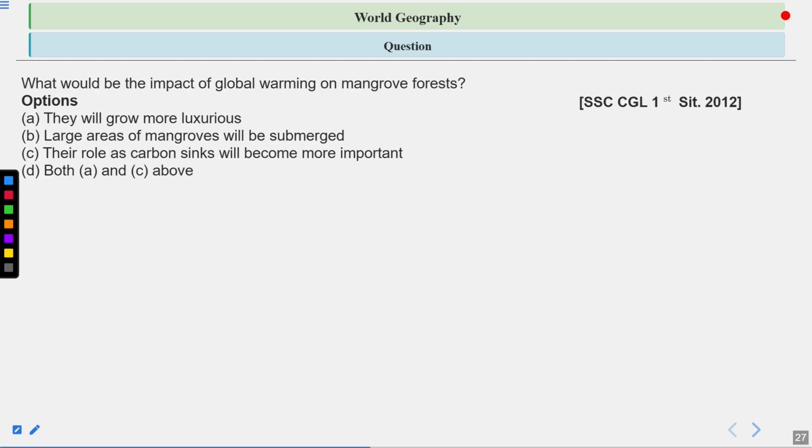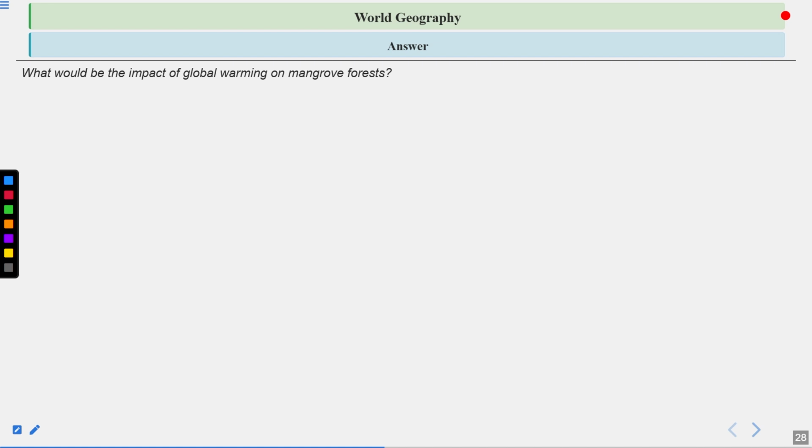What would be the impact of global warming on mangrove forests? Options are: they will grow more luxuriantly, large areas of mangrove will be submerged, their role as carbon sinks will become more important, or both A and C above. If we talk about mangrove forests that are basically found here, what would be the impact of global warming on them? Let's see. So, both A and C.